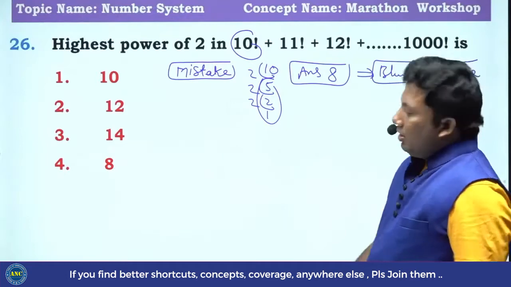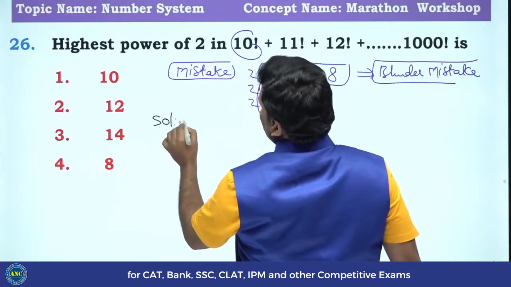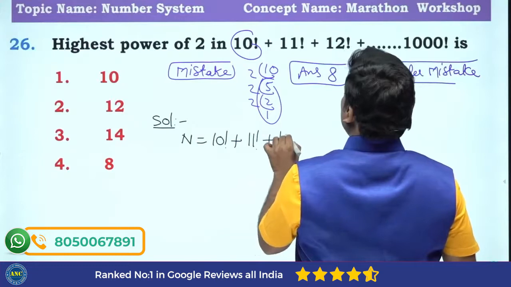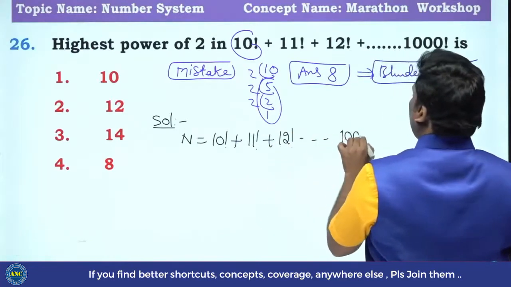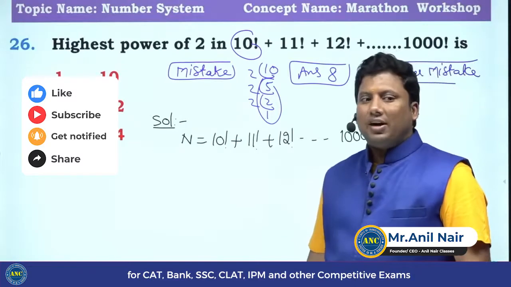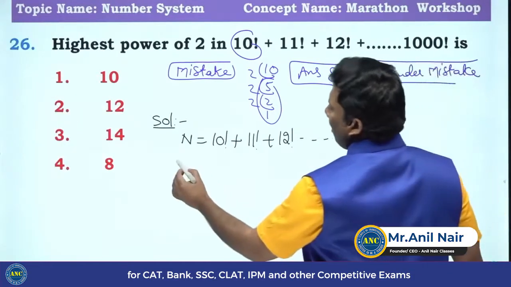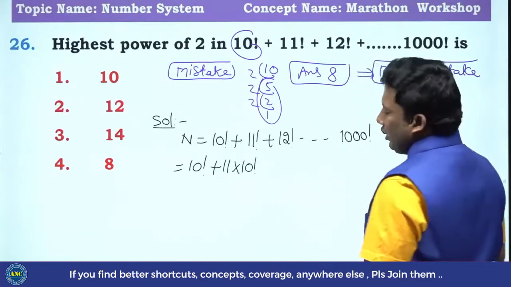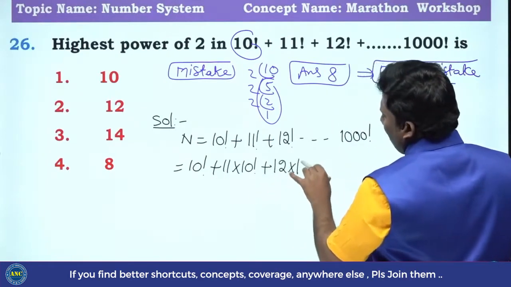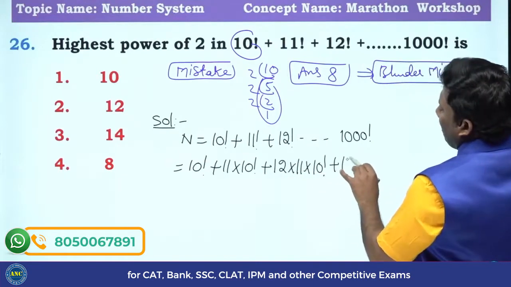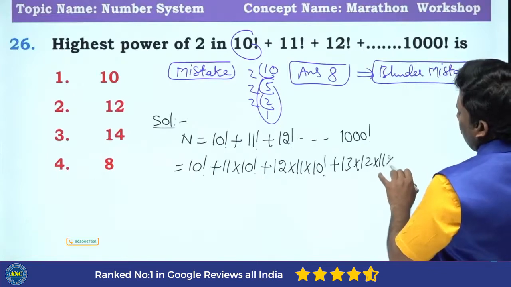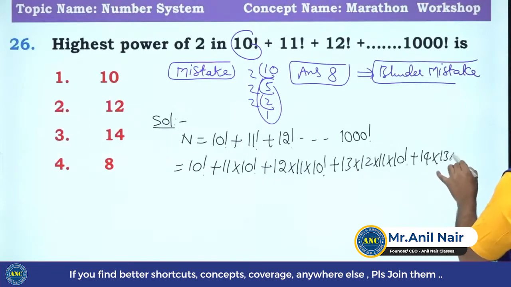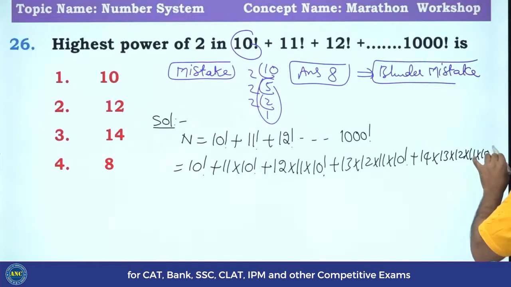Now see here. Solution. Let me call it N. N is given as 10 factorial plus 11 factorial plus 12 factorial and so on up to 1000 factorial. n factorial can be written as n into n minus 1 factorial. So 11 factorial is 11 into 10 factorial. 12 factorial can be written as 12 into 11 into 10 factorial. 13 factorial can be written as 13 into 12 into 11 into 10 factorial. 14 factorial can be written as 14 into 13 into 12 into 11 into 10 factorial, and so on.